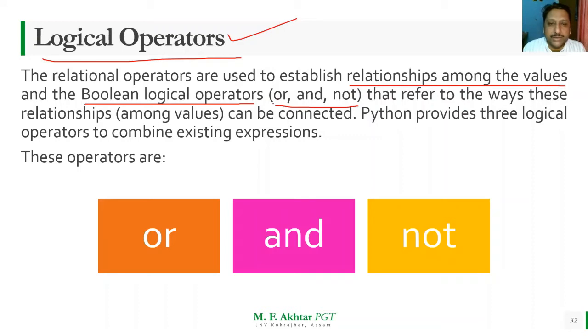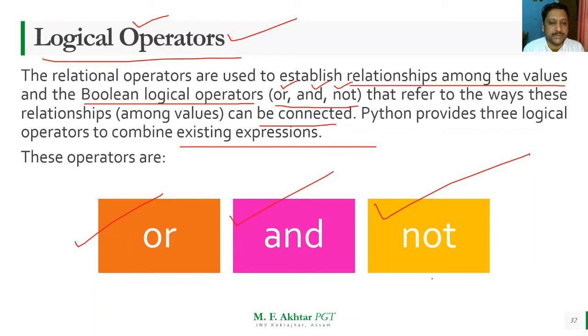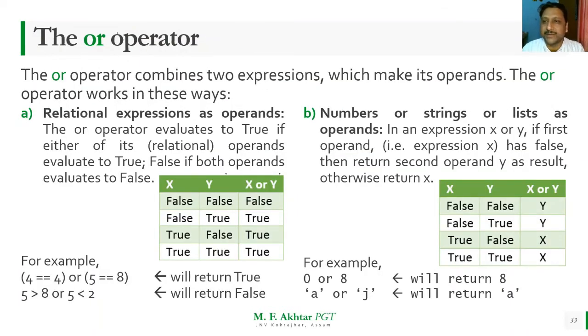And what are the logical operators? There are three logical operators, or, and, not, that refer to the ways these relationships among values can be connected. This logical operator determines both the relational expressions. Python provides three logical operators to combine existing expressions: the OR operator, the AND operator, and the NOT operator. Now one by one we are going to understand how each works. See here, the OR operator.